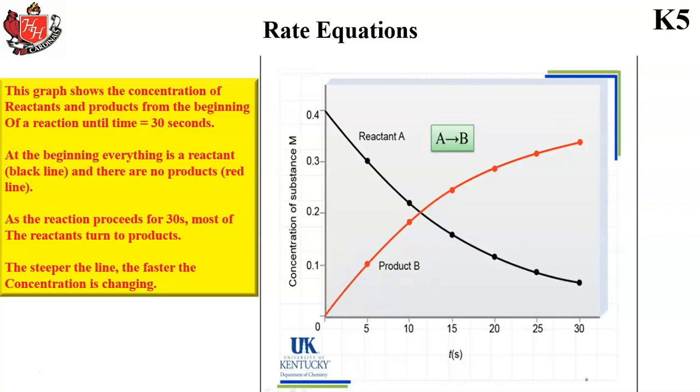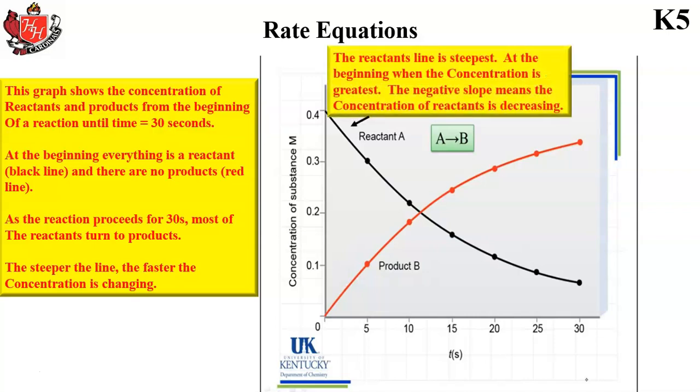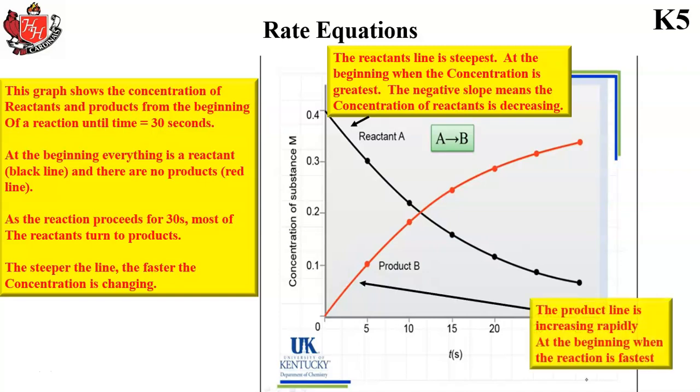Same with the products. At first, the products are being made very quickly, between 0 and 5 seconds, and then as you get toward the end, 25 to 30 seconds, you still have some products being made, but not as quickly. Just keep in mind that how steep the line is an indication of how fast the reaction is taking place. And it could be steep in the positive direction, such as the red line, or it could be steep in the negative direction, such as the black line. But the steepness of the line, either positive or negative, doesn't matter, will indicate how fast the reaction is taking place. So the reactant line is the steepest at the beginning when the concentration is greatest. The negative slope means the concentration of reactants is decreasing. The product line is increasing rapidly at the beginning when the reaction is fastest.